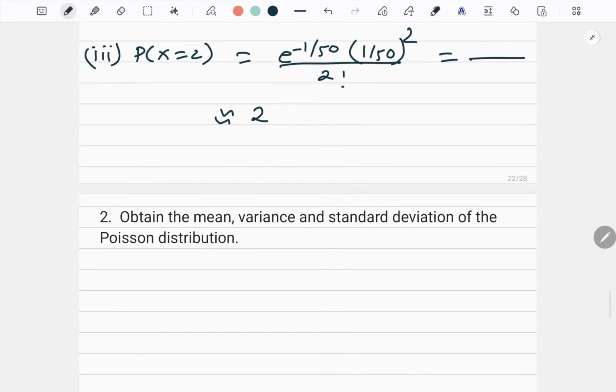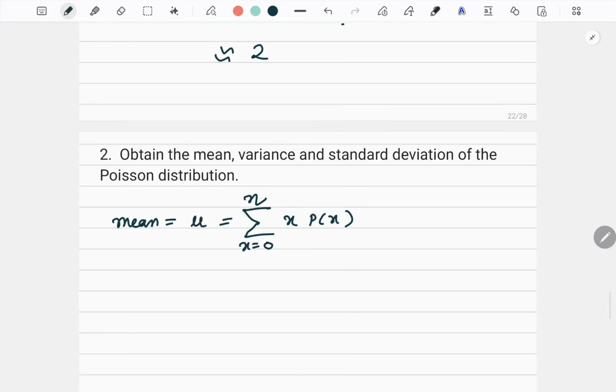Obtain the mean, variance and standard deviation for Poisson distribution. So this is a derivation, and it is a very important and very simple derivation. So now let us start with the derivation. We know that for a discrete probability distribution, what is the mean? Mean is represented by mu and its formula is summation x p(x), x from 0 to n. Right? In binomial also I did exactly the same thing.